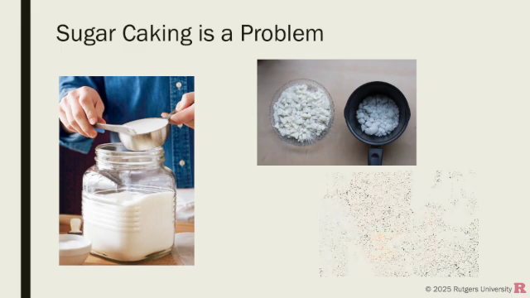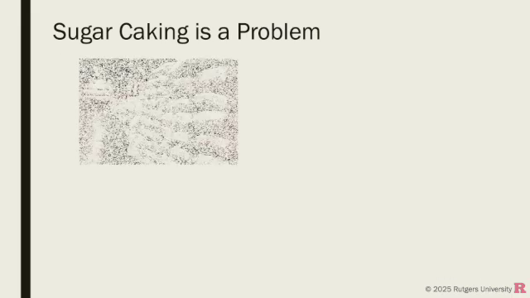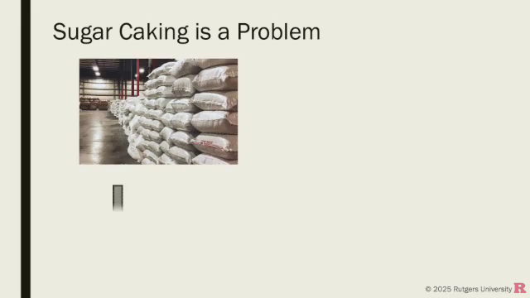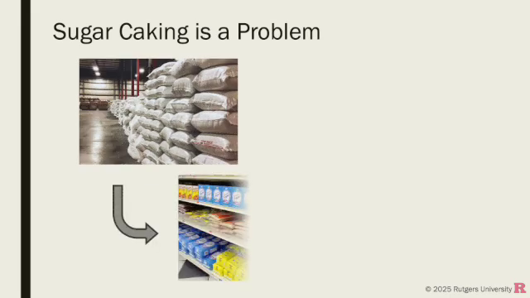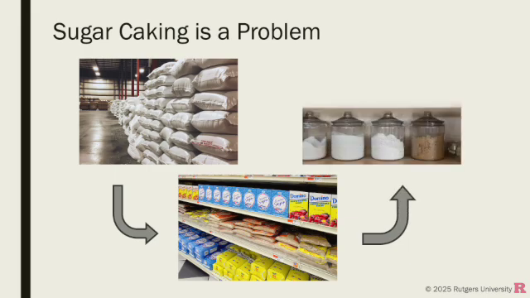Sugar caking can impact manufacturers and retailers because temperature and humidity constantly fluctuate throughout the supply chain. And in a domestic setting, containers and packaging can leak, causing the sugar particles to absorb moisture.